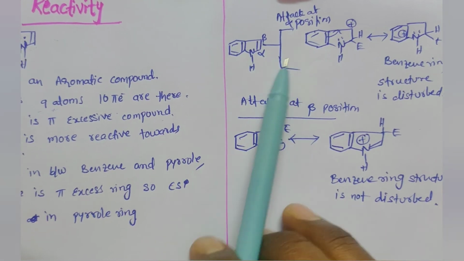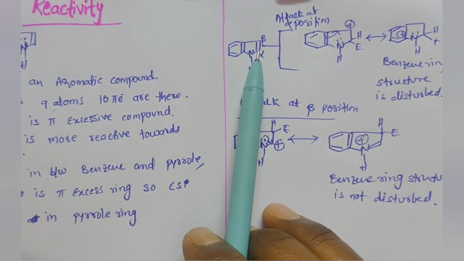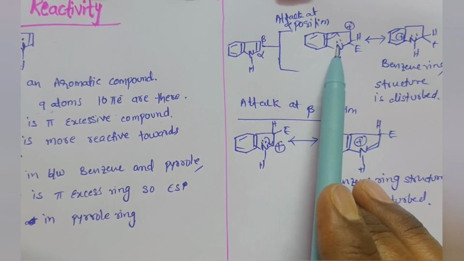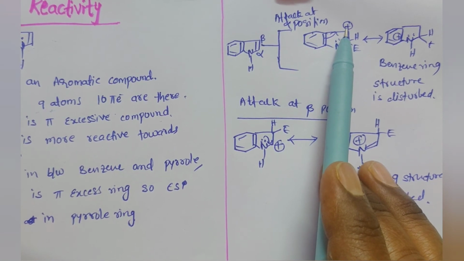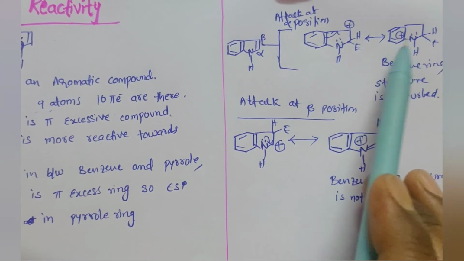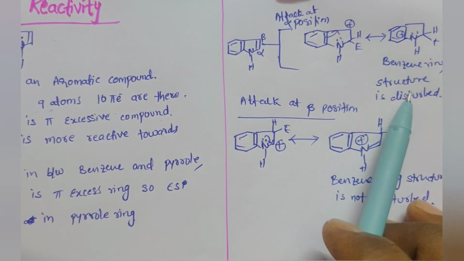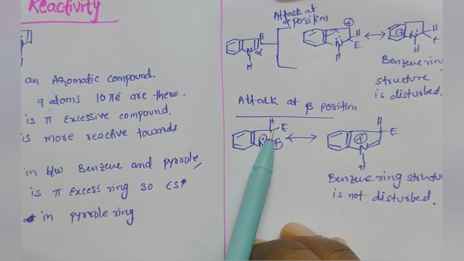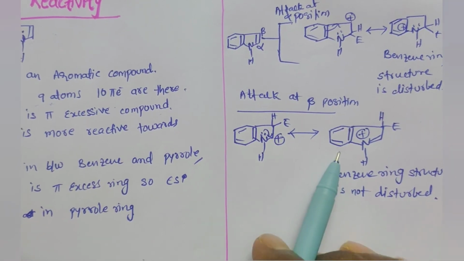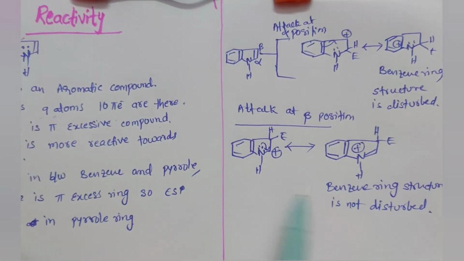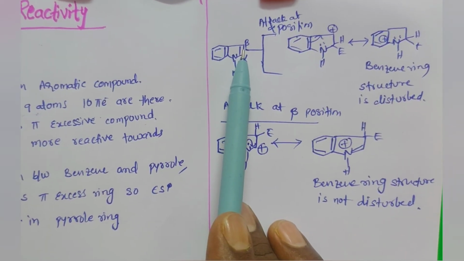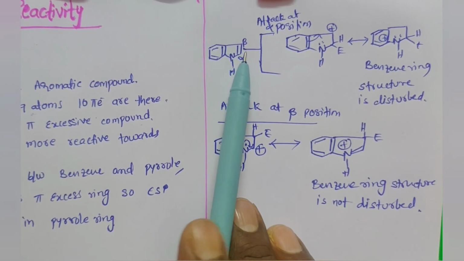Look here, when the electrophile attacks the alpha position, the benzene structure will be disturbed like this. We get a positive charge here, and to nullify that, this bond pair shifts here. As a result, a carbon of the benzene ring has a positive charge. That means the benzene ring structure will be disturbed here. But when the electrophile attacks the beta position, there will be no disturbance in the structure of the benzene ring. So by these structures we can say that in indole, the electrophile will be substituted at the beta position of the pyrrole ring.